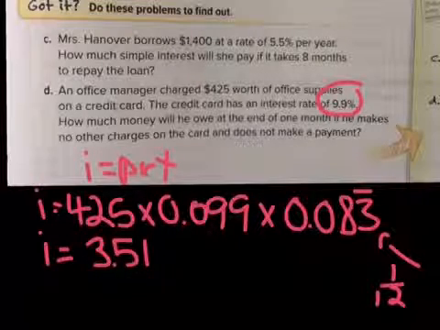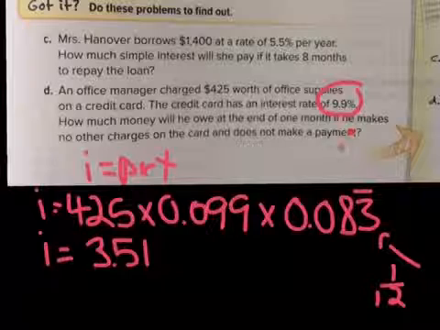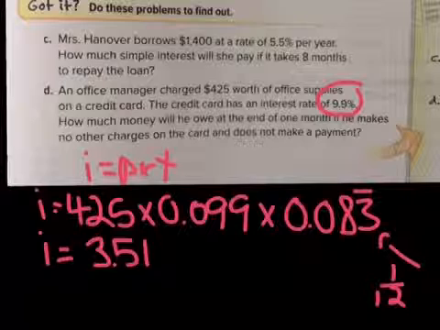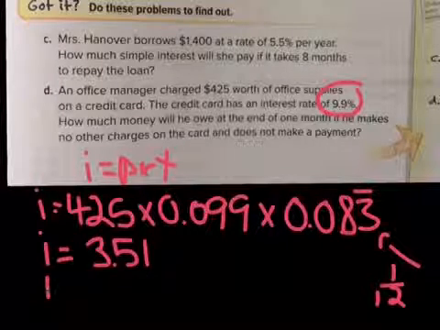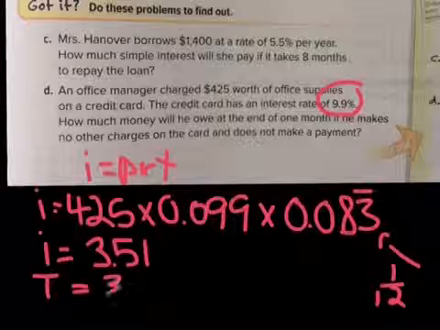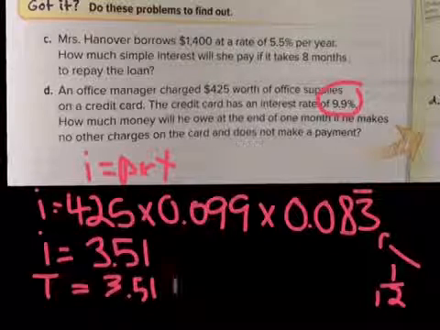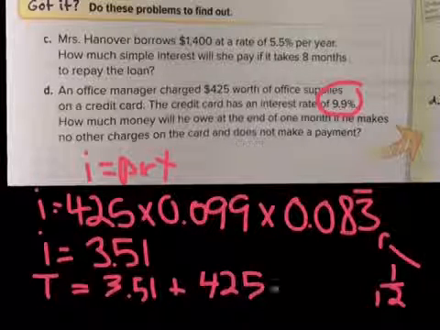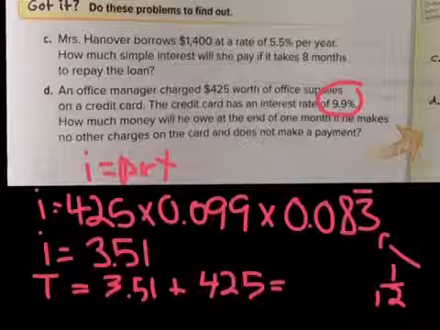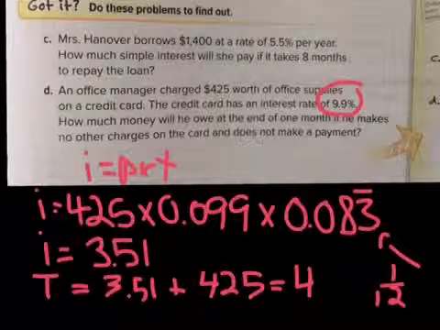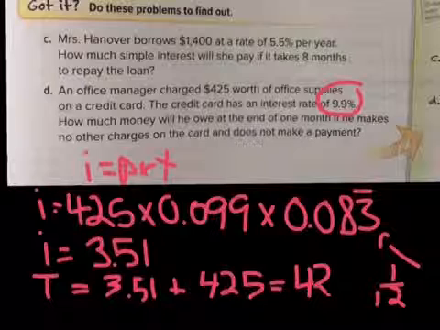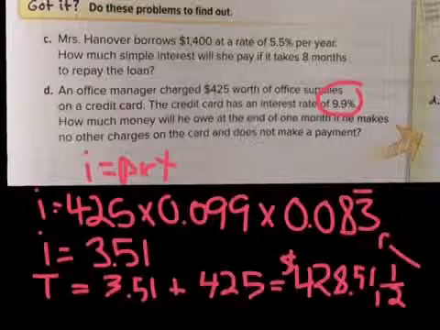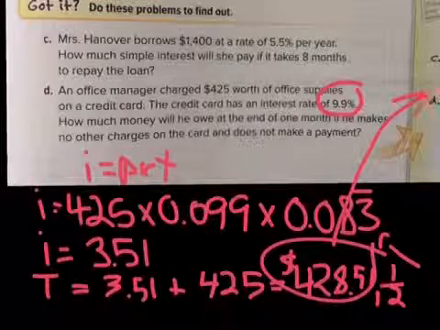Now this is our interest, but it says here that he does not make a payment. So this amount needs to be added to the principal. So we add that to the total amount, or we'll use T for total amount, and it's $3.51 of interest plus our principal of $425, and that's going to give us our total amount of $428.51, right? Okay, go ahead and write that down right up here.